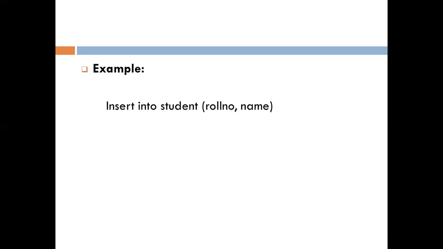For example, insert into student. Here student is my table name, in which I have 2 columns, roll number and name. We are passing values. The first value is for the roll number column, the first column, and the second value is for the second column, name. Here name contains varchar2 type of data, so that's why we are passing this data within single quotation marks.